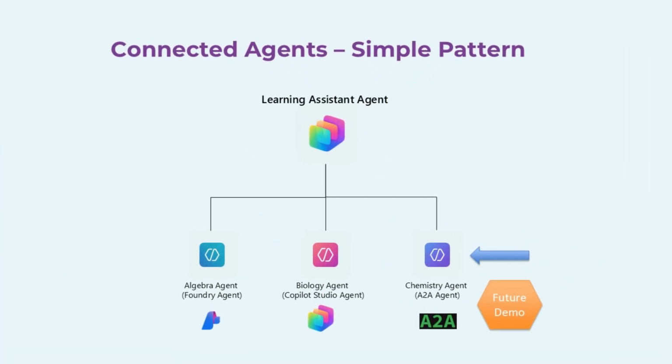The demo leverages a simple pattern of connected agents. The master agent, called learning assistant agent, is going to call a Foundry agent to answer any algebra specific questions. And then it also is connected to a biology agent, which is built in Copilot Studio to answer any biology specific questions. In future, I hope to create a chemistry agent that will be communicated to the learning assistant agent through A2A protocol. Now let's see how it all plays out.